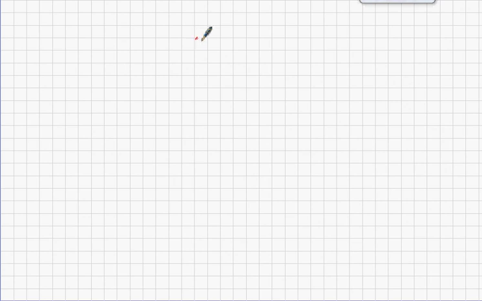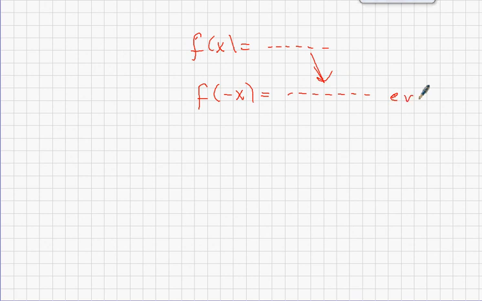So, they will give us a function, f of x. There will be things in here. You will check for f of minus x. If you find exactly the same things, we call it even. But if you find the same things but with a minus of the same things, we will call it odd.